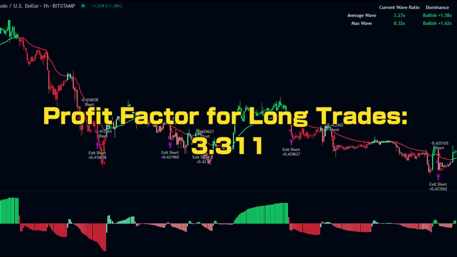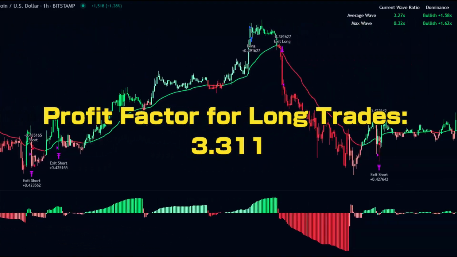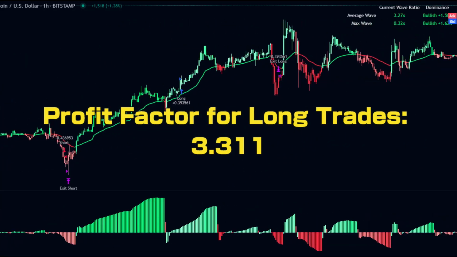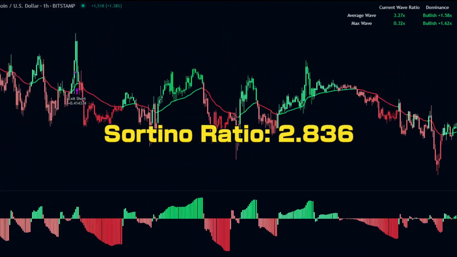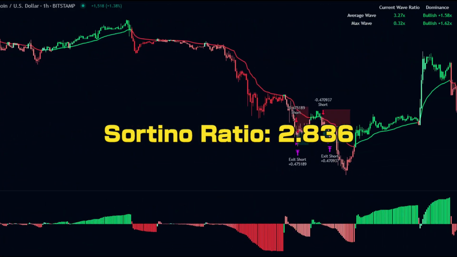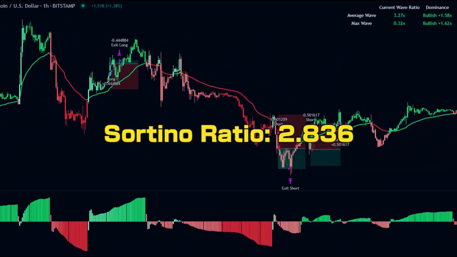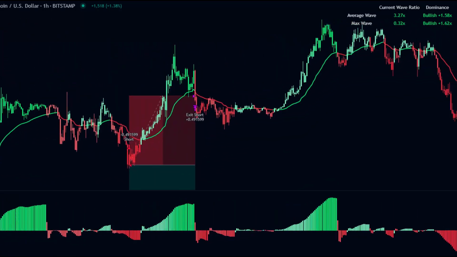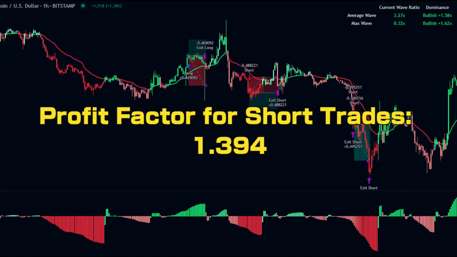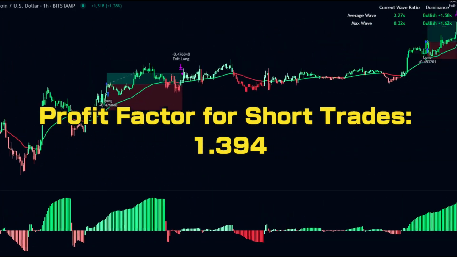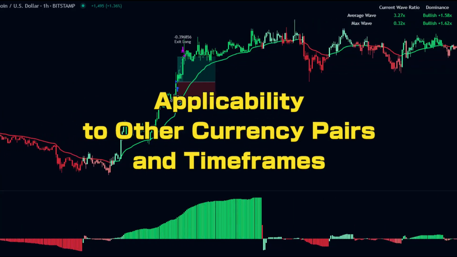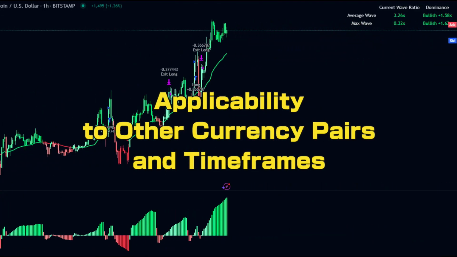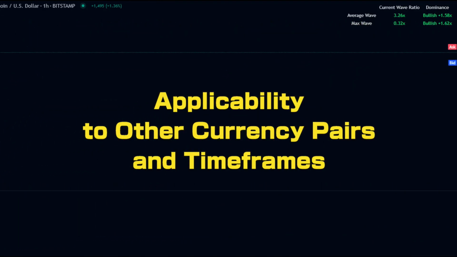Long trades show exceptional performance with a profit factor of 3.311, demonstrating strong potential during uptrends. A Sortino ratio of 2.836 highlights a high return relative to downside risk, making it well-suited for trending markets. Areas for improvement. The short side profit factor is a modest 1.394, indicating less edge compared to long trades. Results are focused solely on BTC USD, so testing on other currency pairs and timeframes remains an important future step.